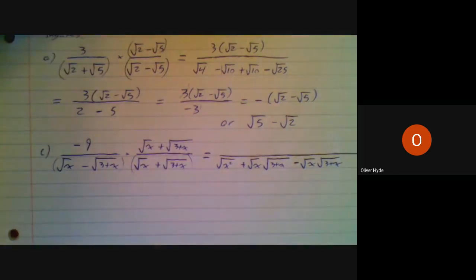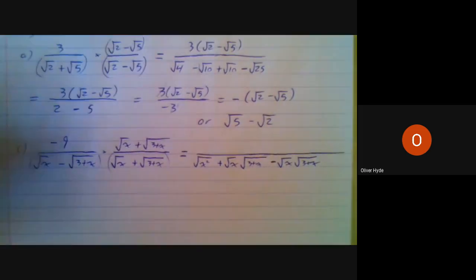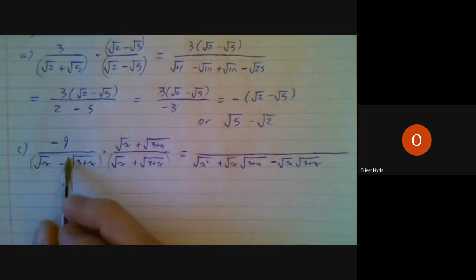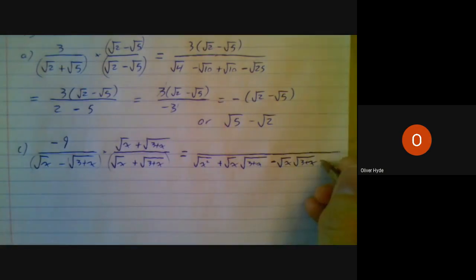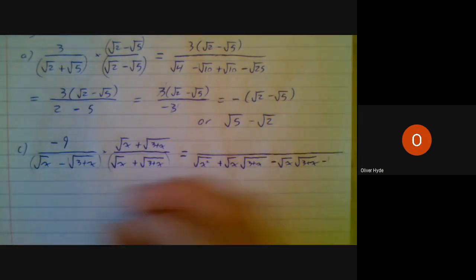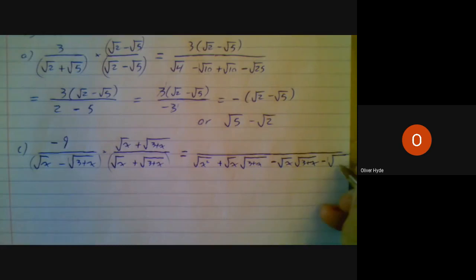Notice I just reversed the order of the multiplication. I'm a little short on space here. And then I'll have a product here. I've got a negative 1 times a positive 1 and a root 3 plus x times a root 3 plus x. Well, negative 1 times positive 1 is negative 1. And then I'll have the square root of 3 plus x all squared.